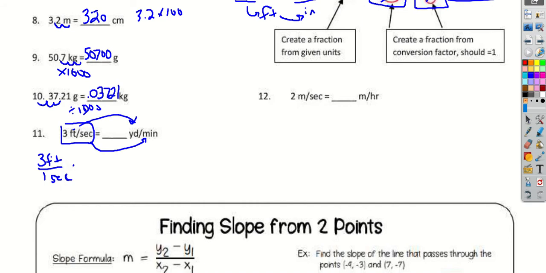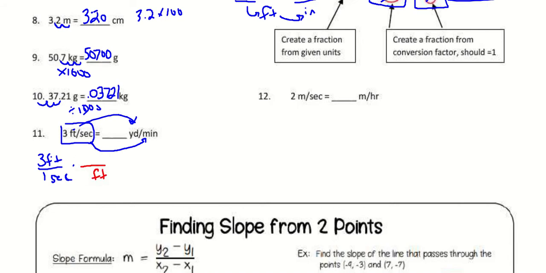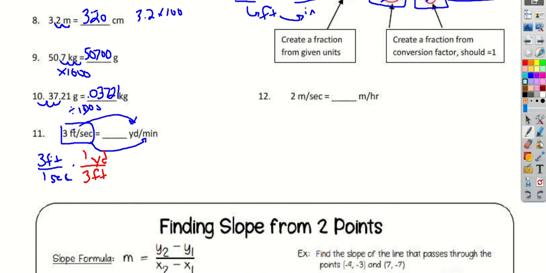So I need a conversion factor, something that equals 1 that uses yards. Now I have feet, so feet is going to go on the bottom, and I want yards, so yards is on the top. So how many yards and how many feet? Well, 1 yard makes 3 feet. So that's my conversion factor, and this fraction is equal to 1. Now I'm going to do the same thing, except I'm going to do seconds and minutes. So I'm going to do another times.